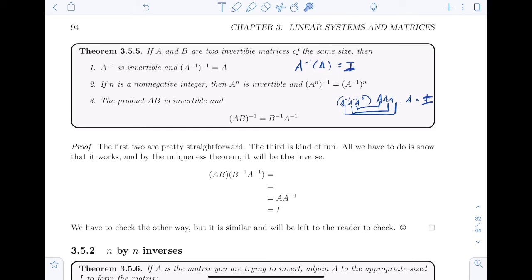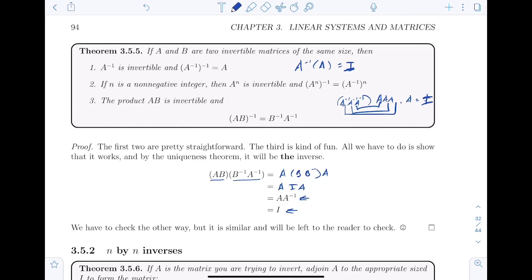Good. The last one is the product A times B is invertible, right? If they start off invertible, then if you multiply them, you're still invertible, and the inverse is B inverse A inverse. Now, the cool part about this is that all you have to do is verify that it works, okay? So what we're going to do is we're just going to verify. So what do you get? AB times B inverse A inverse. Well, that is A times B B inverse A, which is AIA, which is AA inverse, which is I.